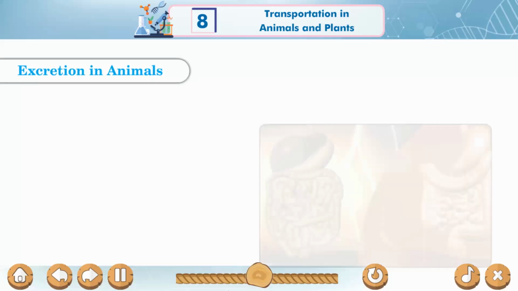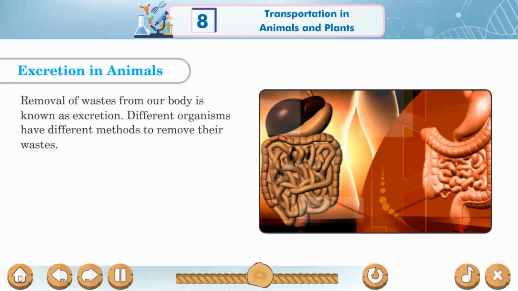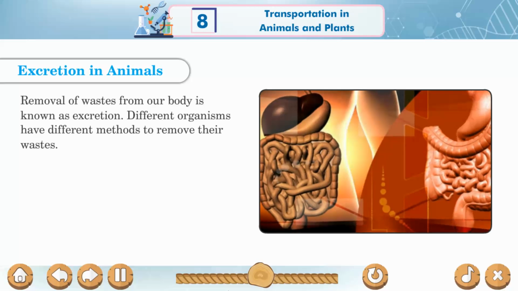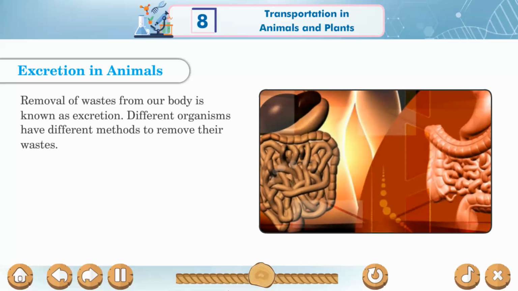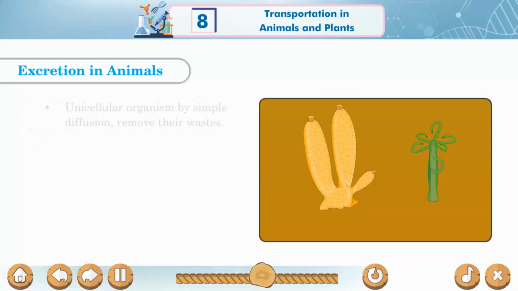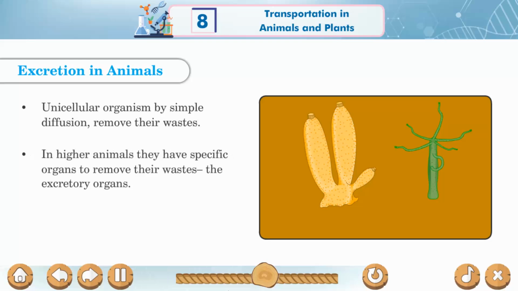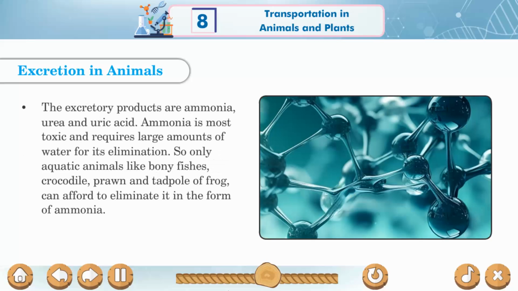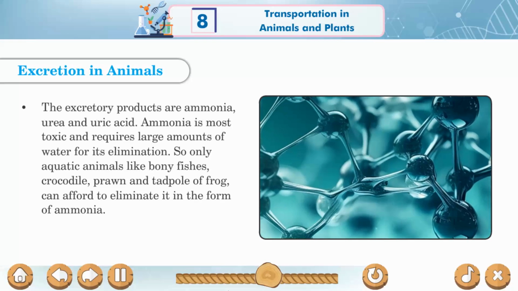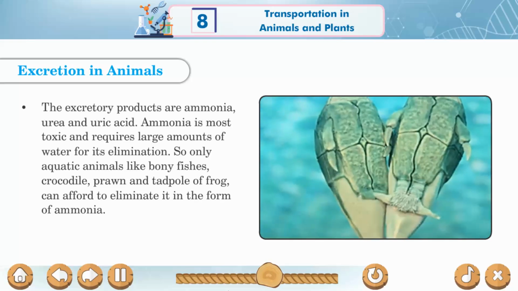Excretion in animals. Removal of waste from our body is known as excretion. Different organisms have different methods to remove their wastes. Unicellular organism, by simple diffusion, removes their waste. In higher animals, they have specific organs to remove their waste, the excretory organs. The excretory products are ammonia, urea, and uric acid.